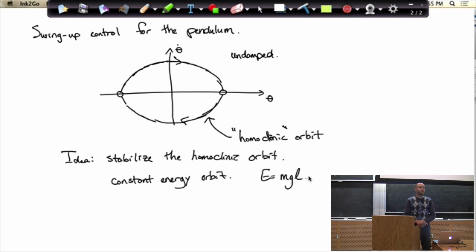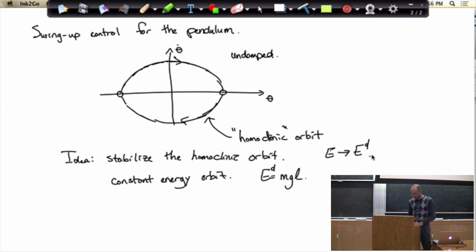So a basic idea would be, if I'm not at the right energy, if my energy is less than mgl, I'll try to push energy into the system. If my energy is greater than mgl, I should take energy out of the system. And maybe that'll stabilize the homoclinic orbit. Drive myself to some known energy level. So let's think about how we're going to do that. The big idea is to drive the energy of the system to my desired energy. That's our big idea.